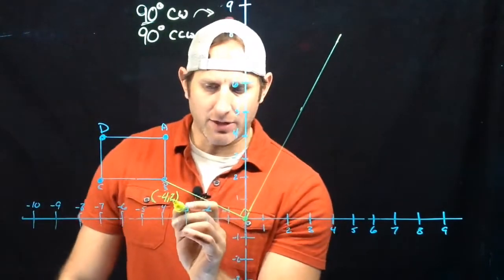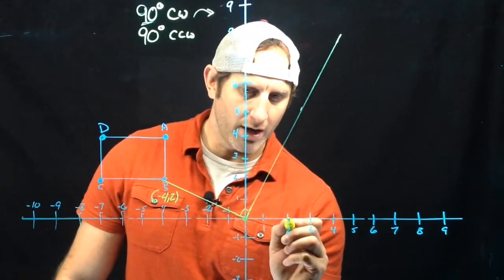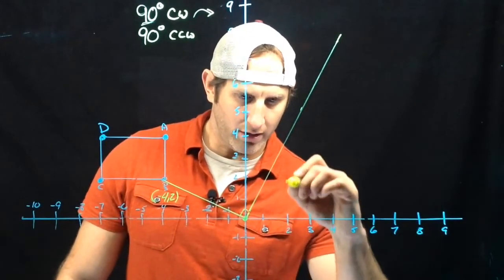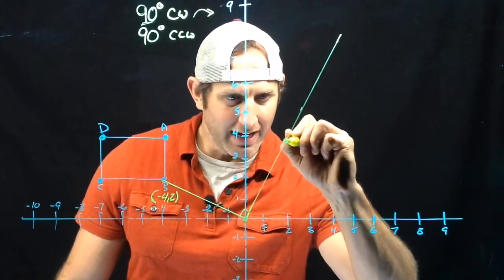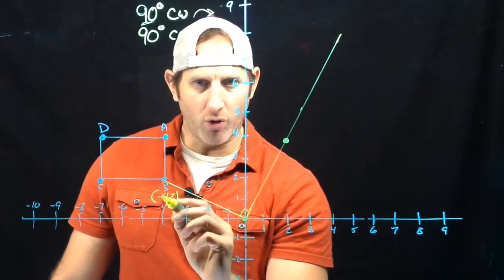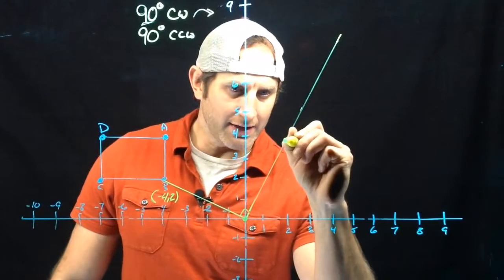So if that's the case, 2 is first. So I'm going to go over 2, and I'm going to go up 4. 1, 2, 3, 4. And you'll see that B has now rotated to this 90-degree line.